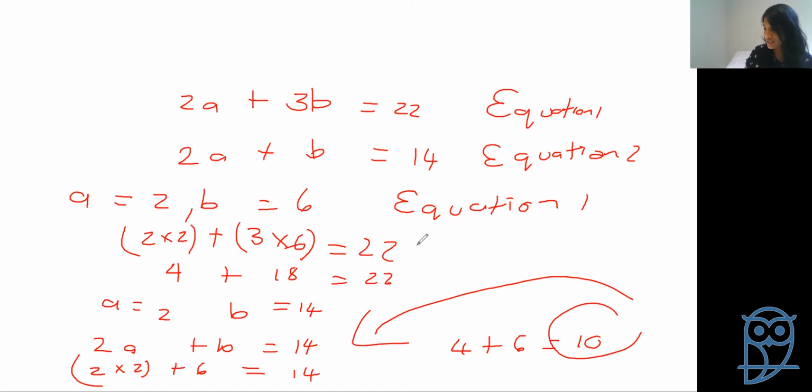Okay, do you understand that? This is not a solution for both sides of the equation because when we worked out equation 2, the answer we got was not correct.